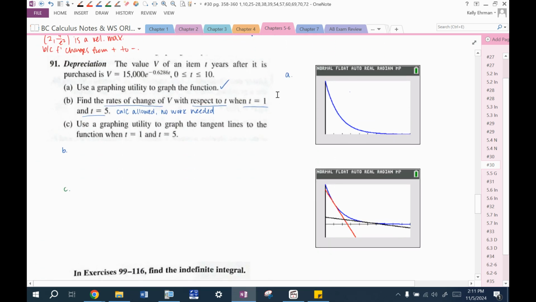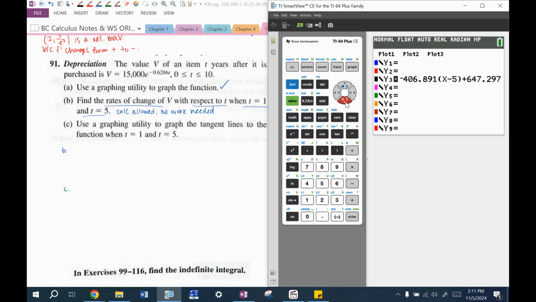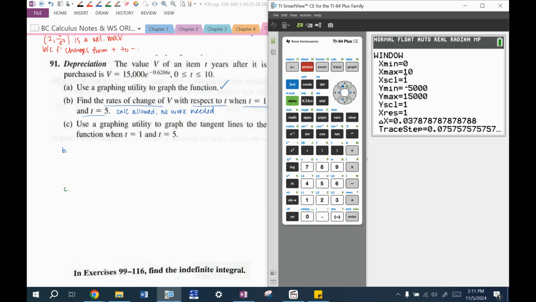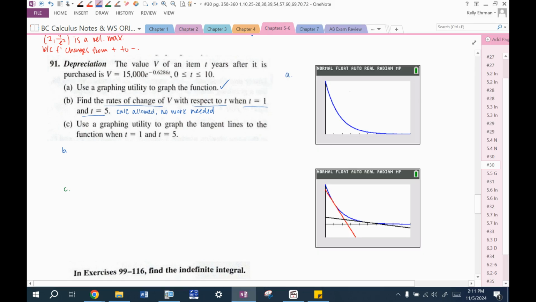All right, the value of an item t years after it's purchased is this function on the interval 0 to 10. Graph this. So I'll remind you how to do that just in case. Okay, that's okay, I'll erase this. I was just thinking I really don't want to have to retype all that. 15,000 e to the negative 0.6286x. Set the window 0 to 10, and then zoom fit, which is option 0. So that's how I got the graph to show up.